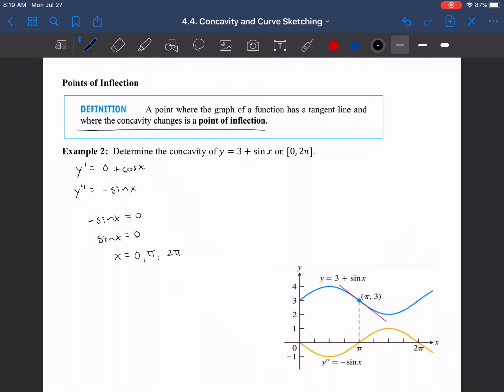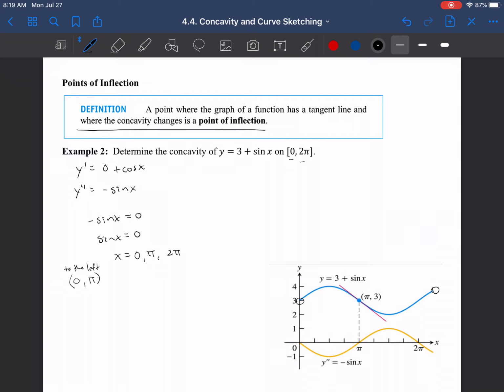So if we look to the left of these positions, we can't really look to the left of 0 because we're between 0 and 2 pi. So we're between here and here, over here on the graph. So we need to look at the concavity from 0 to pi, and that's to the left.